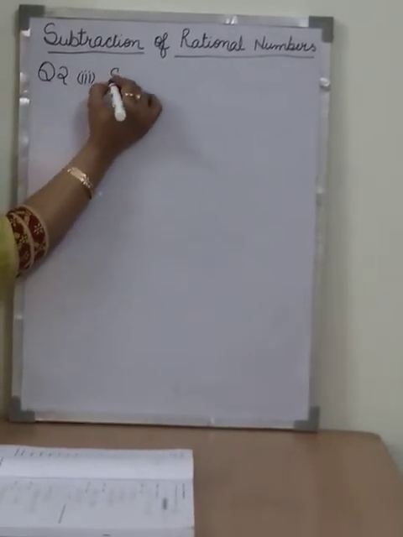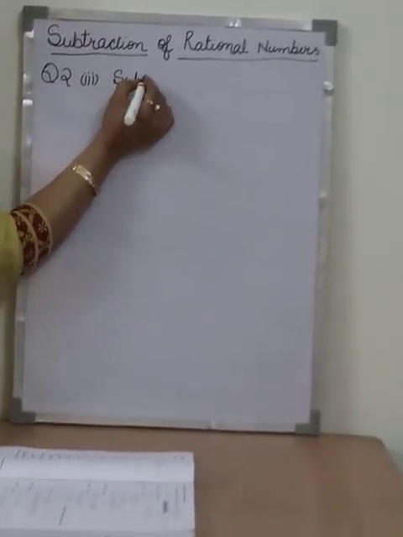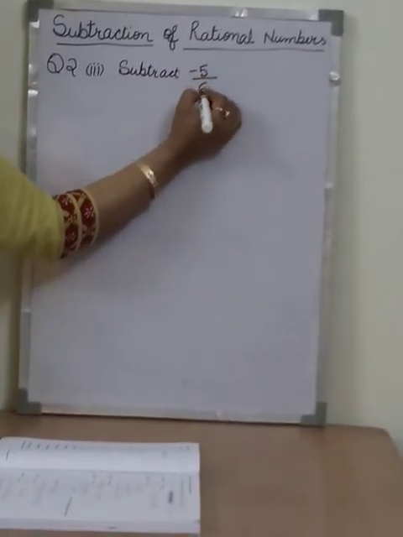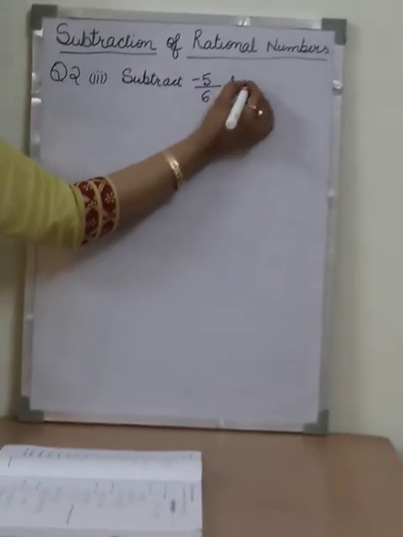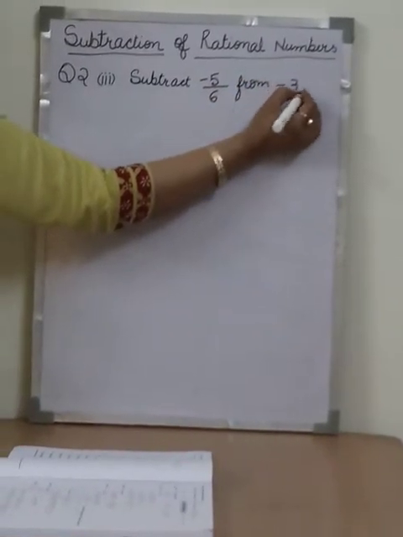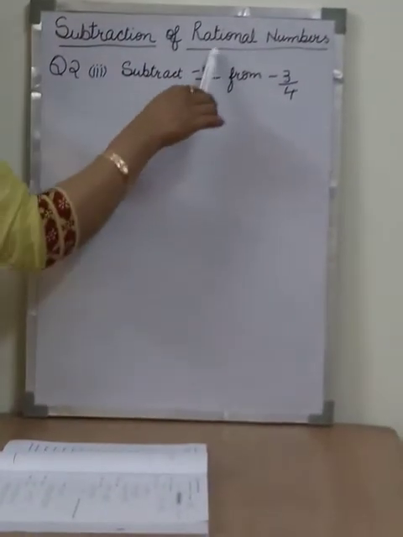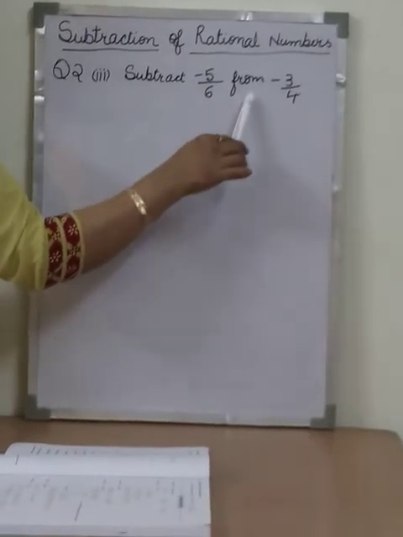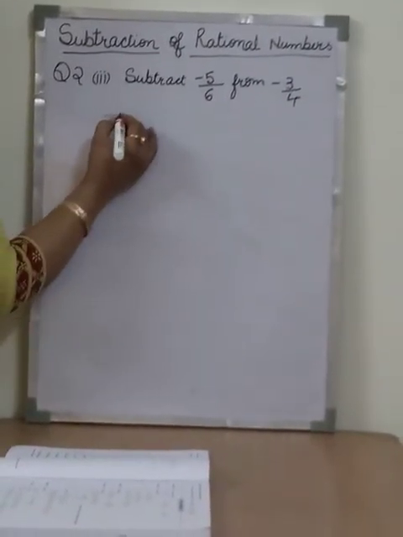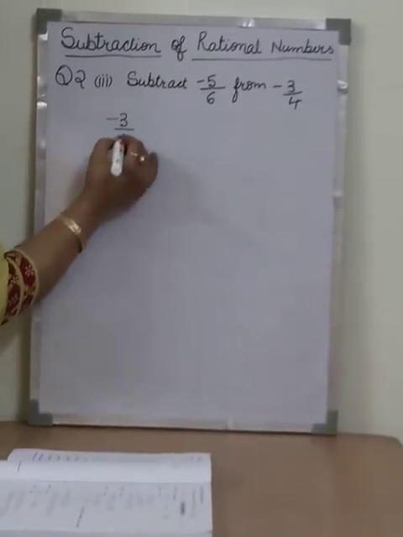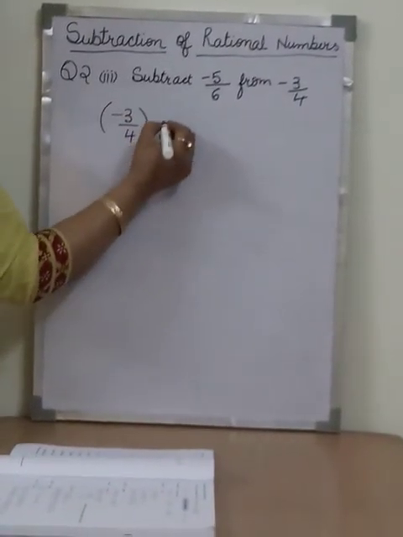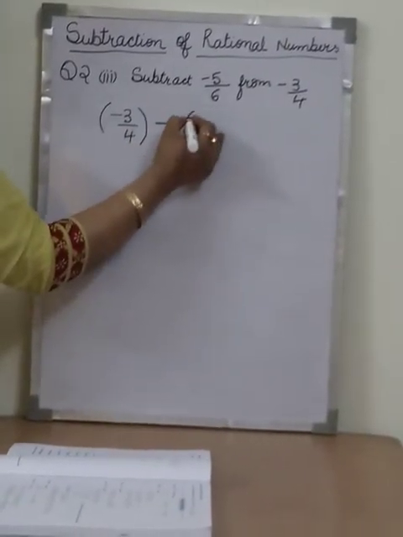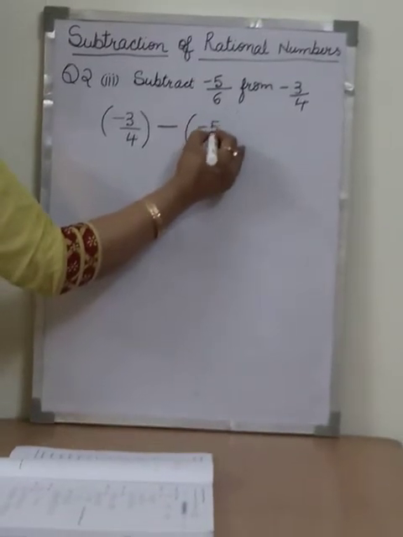So what the question is, subtract minus 5 by 6 from minus 3 by 4. See students, we have to subtract minus 5 by 6 from which number? From minus 3 by 4. Remember, firstly we write the from part, that is minus 3 by 4 we will write firstly. We always write negative in the bracket. Then we put the sign of subtract. What we have to subtract? It is minus 5 by 6.